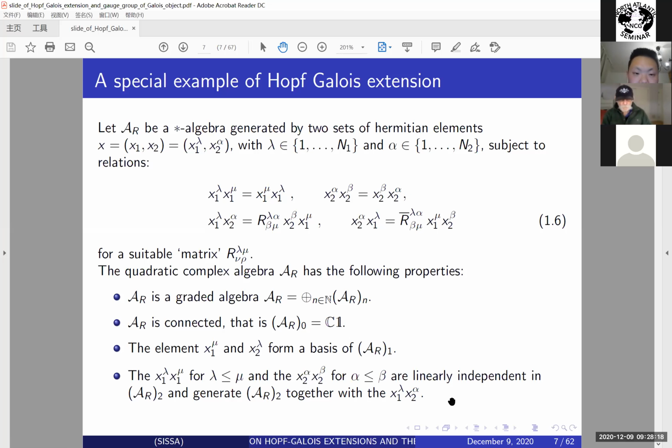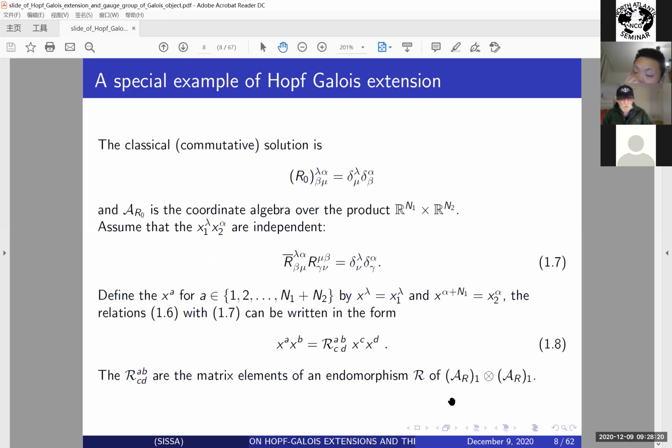And if everything is commutative, I mean also x1 and x2 commute with each other, then there is a classical solution for the R matrix. That is, the R matrix can be given by the product of two delta functions, delta tensor.